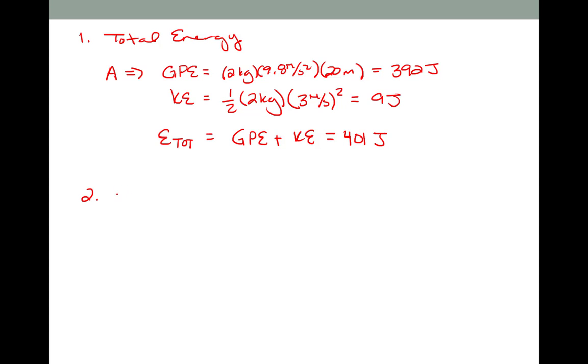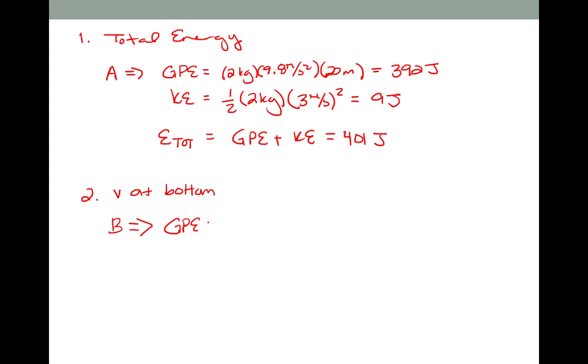For part 2, not KE, sorry, it wants to know how fast is it going at the bottom. Oh, I'm not writing this very well. Let's try again. V at bottom. Okay, for that, we look at point B before it has impacted the spring.